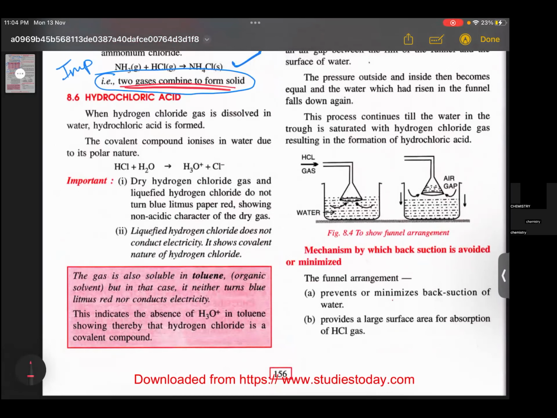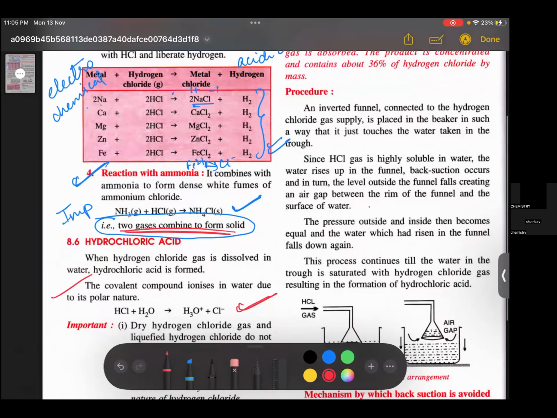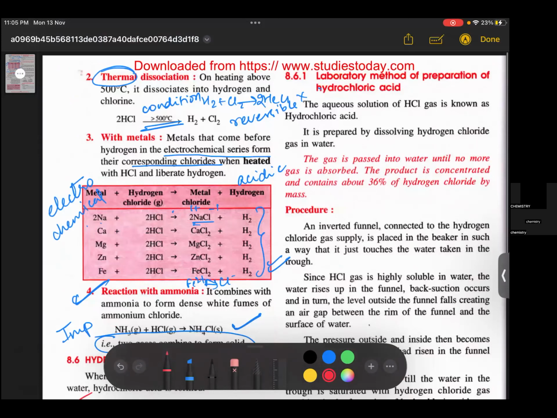Next, hydrochloric acid. When hydrogen chloride gas is dissolved in water, hydrochloric acid is formed. The covalent compound ionizes in water due to its polar nature. Again, this equation is important. Now, liquefied hydrogen chloride gas does not conduct electricity. Actually, this is not very important. Let's not focus on this much. The gas is soluble in toluene, that is an organic non-polar solvent. We already learned this. And now we will directly go to the laboratory method of preparation of hydrogen chloride.